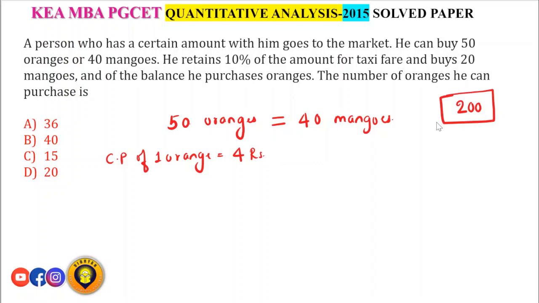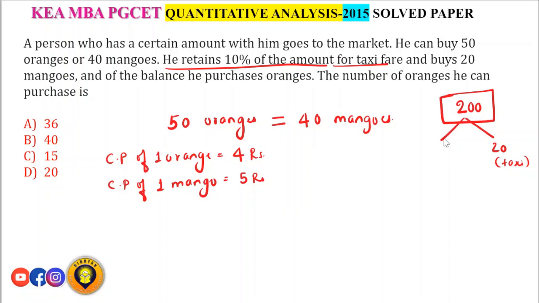Or with this 200 rupees he can buy 40 mangoes. Therefore the cost price of one mango is 200 by 40, which is 5 rupees. Now he retains 10% of the amount for taxi fare. Out of this 200, 10% is 20, so 20 is kept for taxi. The remaining is 180 rupees.